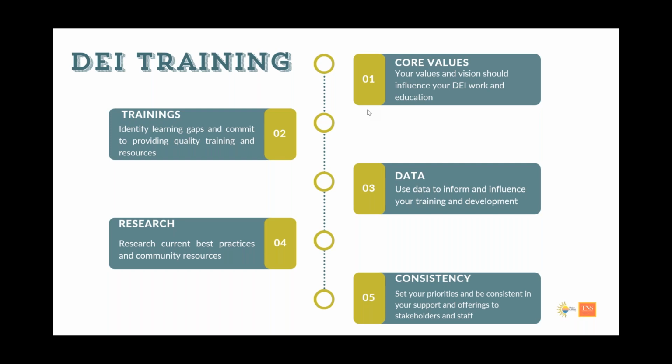You want to do some research. So what are some best practices and what are community resources? There's a lot of really quality resources out there in relation to diversity, equity, inclusion, so you don't always have to reinvent the wheel. And then you want to implement at a level of consistency. So you want to set some priorities and be consistent in the support that you're offering to staff and stakeholders.